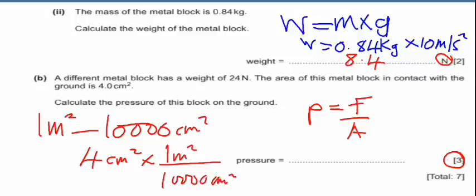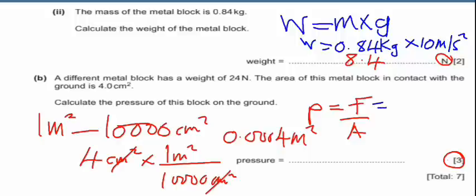centimeters squared. So centimeters squared and centimeters squared, they are going to cancel each other. Then when I multiply 4 multiplied by 1 meter squared, I'm going to get 4 meters squared divided by 10,000. I'm going to get 0.0004 meters squared. So this one is our area that we are going to use to calculate now the pressure.